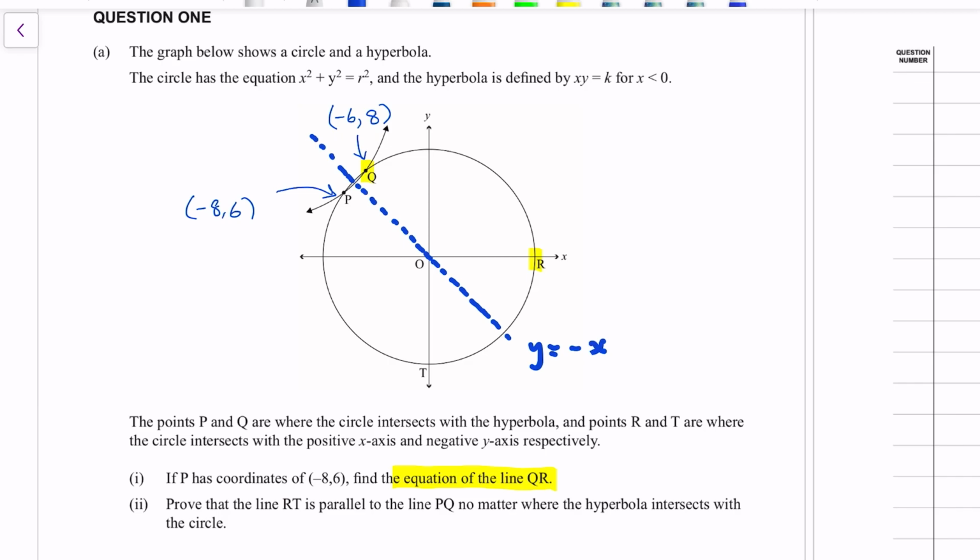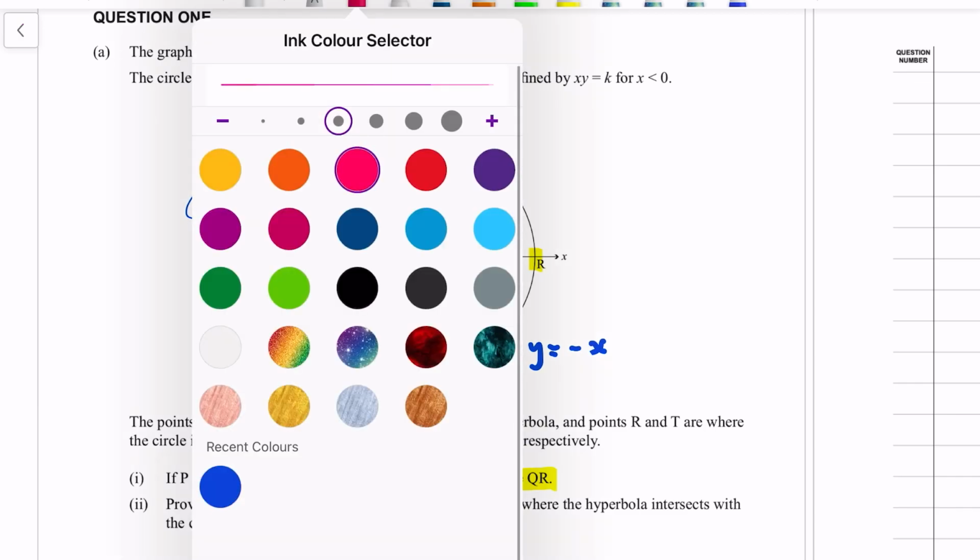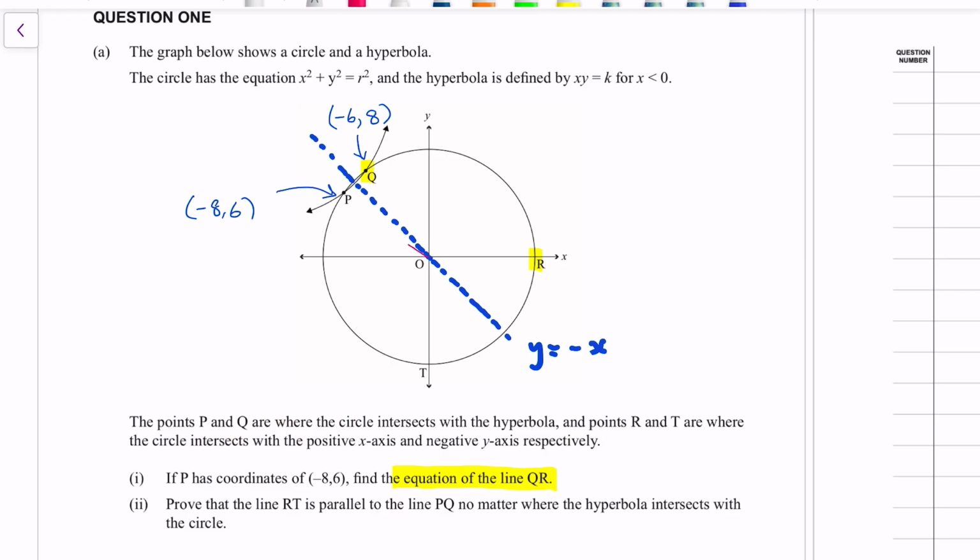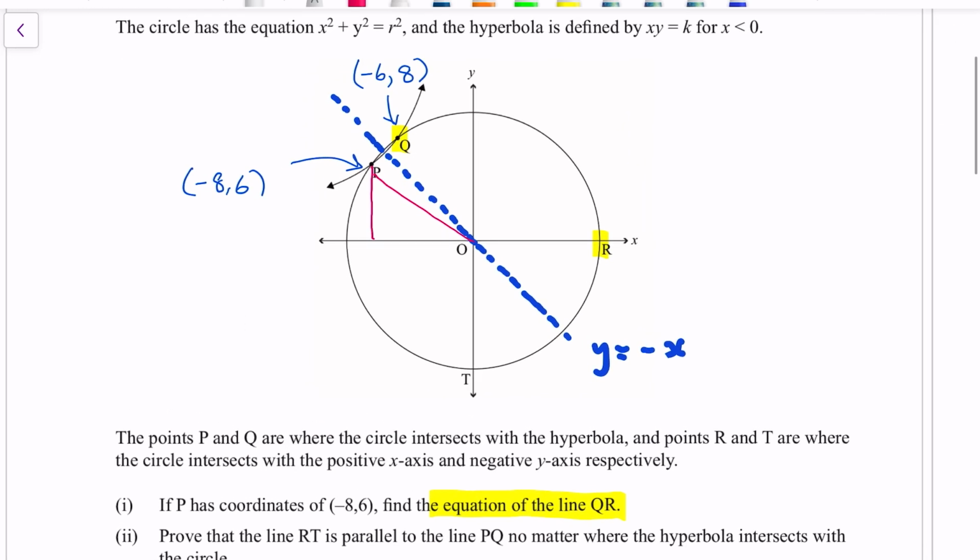We'll look at the algebra of how you can get negative 6, 8, but that's a quick way of doing it. Now, to find the radius of the circle, we just go from the origin out to the point P, and by constructing that right angle triangle, we're going 8 across in the x direction and 6 up in the y direction, and if you do Pythagoras on that, you get a hypotenuse of 10. So the radius of the circle is 10, and therefore the R coordinate is 10, 0.